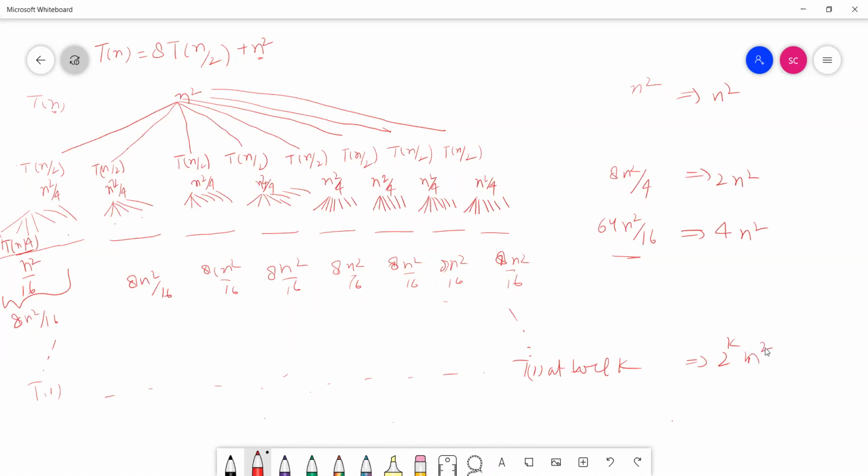See how at level 0 we have 2 to the power 0 n square. At level 1 we have 2 to the power 1 n square. At level 2 we have 2 to the power 2 n square. Similarly at level k we have 2 to the power k n square. This is the amount of work done. And the value of k, again b value is 2, so log n base 2. Clear till here?